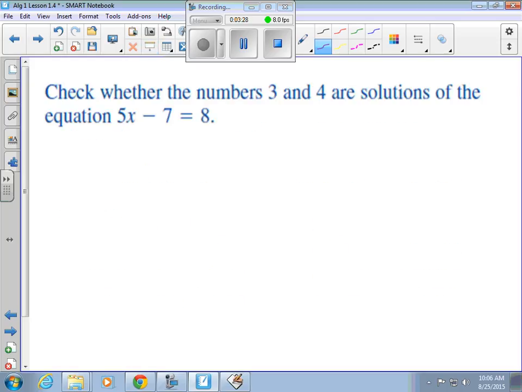On the back of this sheet, check whether 3 and 4 are solutions to this equation. This one's not on your sheet already. 5x minus 7 equals 8. I'll give you about 45 seconds.